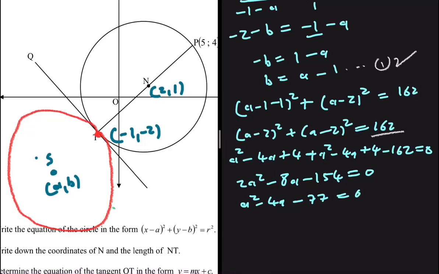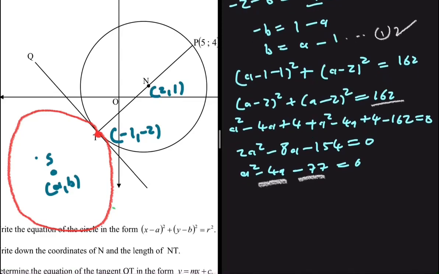Which two numbers do we multiply and get minus 77, but when we add them, we get minus 4? That is minus 11 and positive 7. So a minus 11 multiplied by a plus 7 should be equals to 0. A is equals to 11, or a is equals to minus 7.